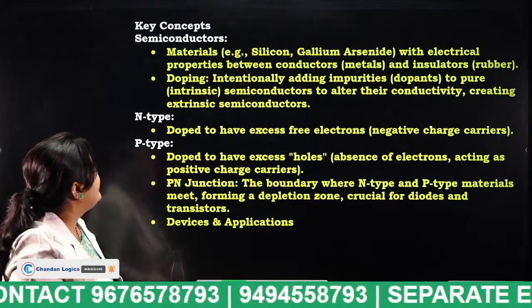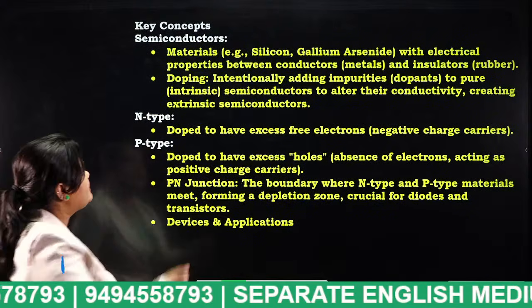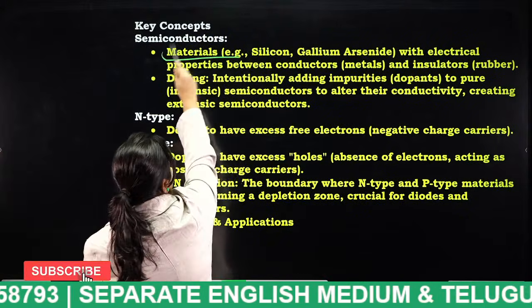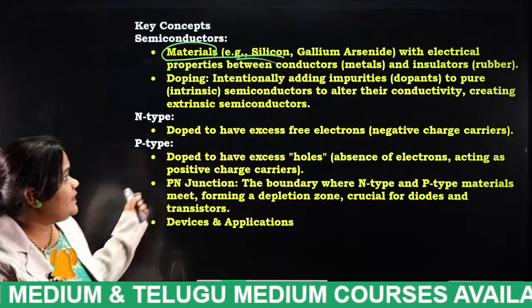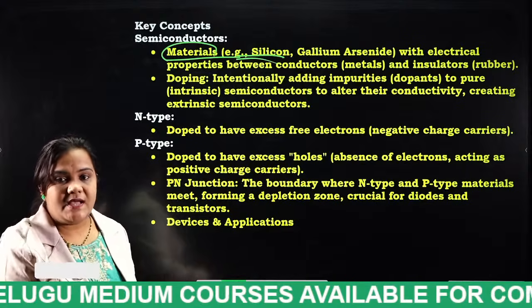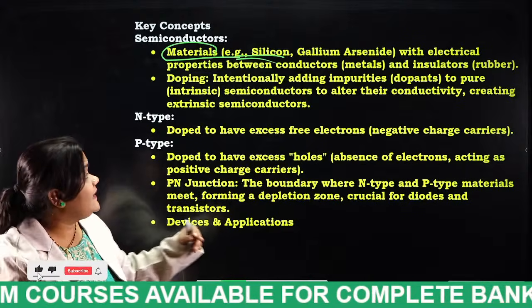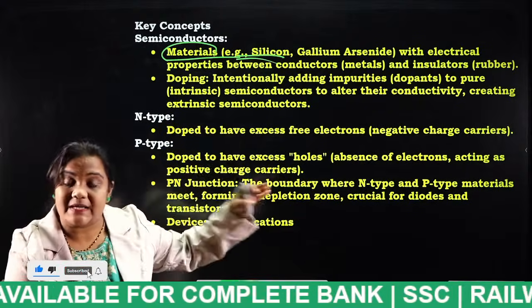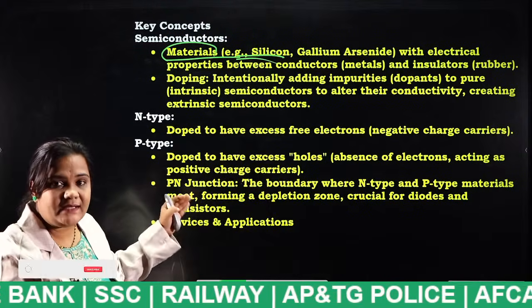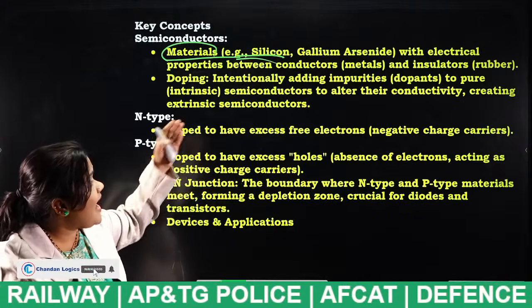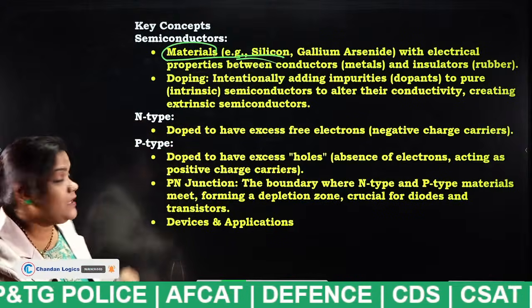Okay. Next. I have already explained what a semiconductor is: silicon and gallium arsenide with electrical properties between conductors and insulators. That means it conducts electricity between metals and rubber, conductors and insulators. What are the examples of these semiconductors? Silicon, germanium, arsenic, gallium. Very, very important.